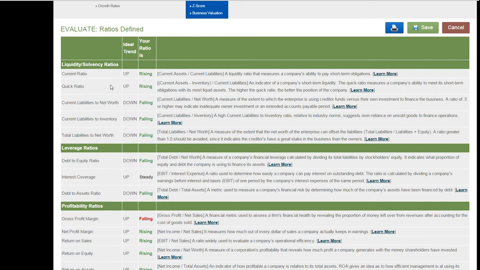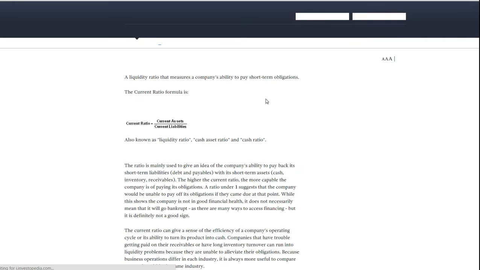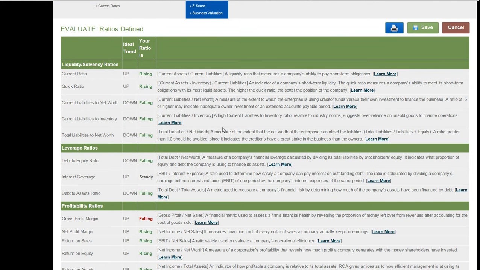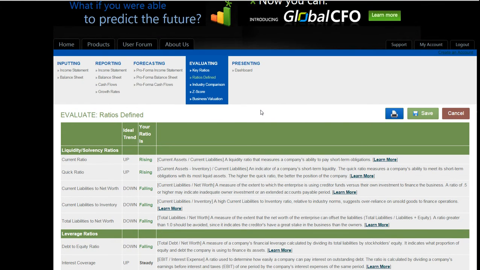So what if we don't really understand these ratios? Maybe I'm a business owner and I want to know more about it, but I don't exactly know how that works. Then you can click on the Learn More tab, and that takes us to Investopedia, which gives us a definition of that ratio and an explanation of how it's used and why it's important. So that becomes a very important learning tool as well.